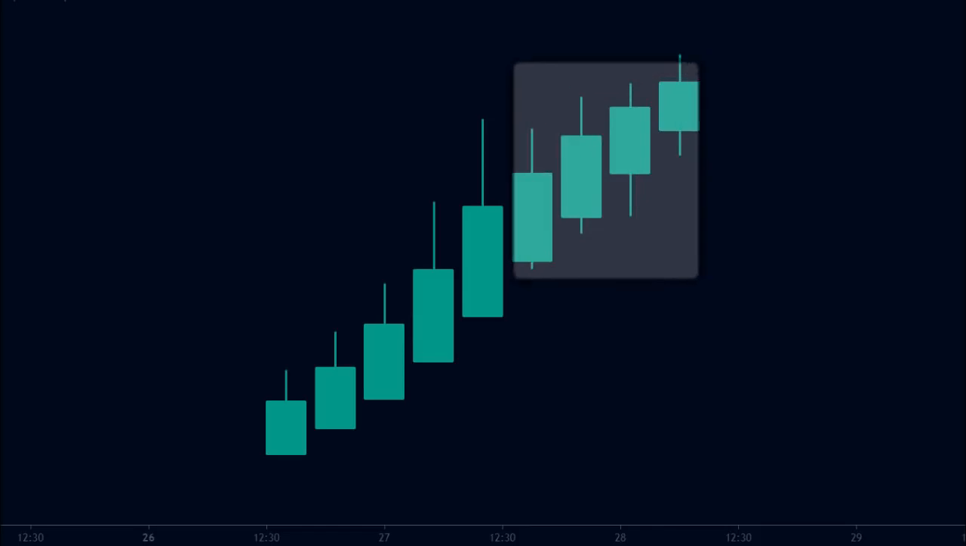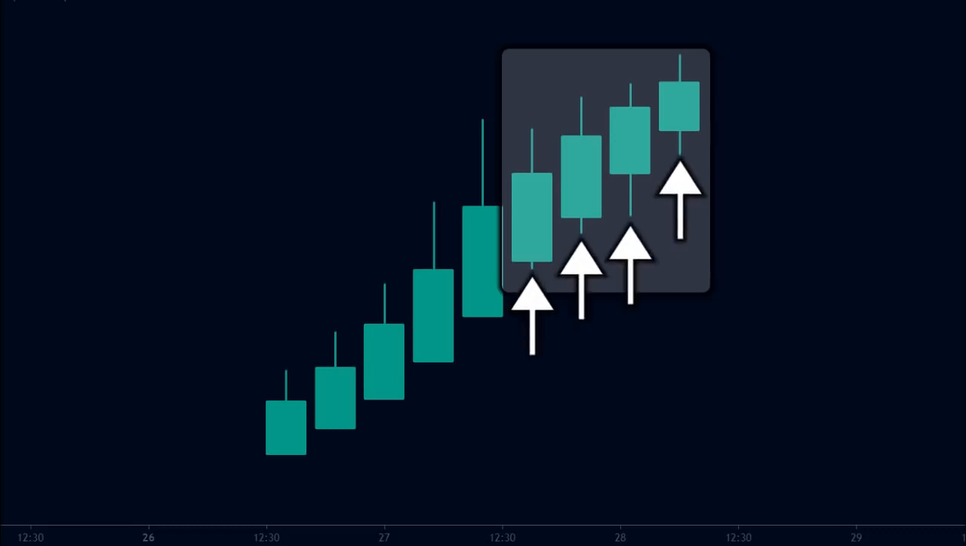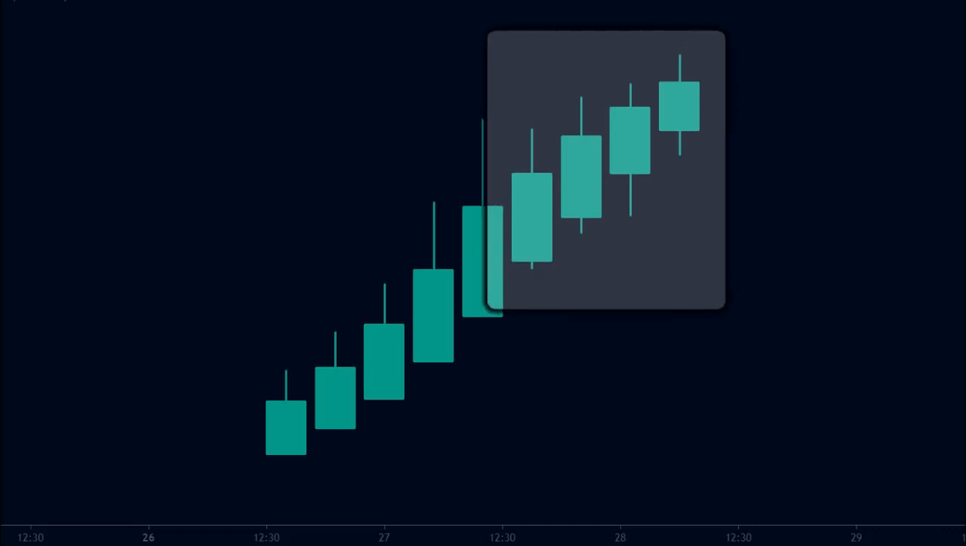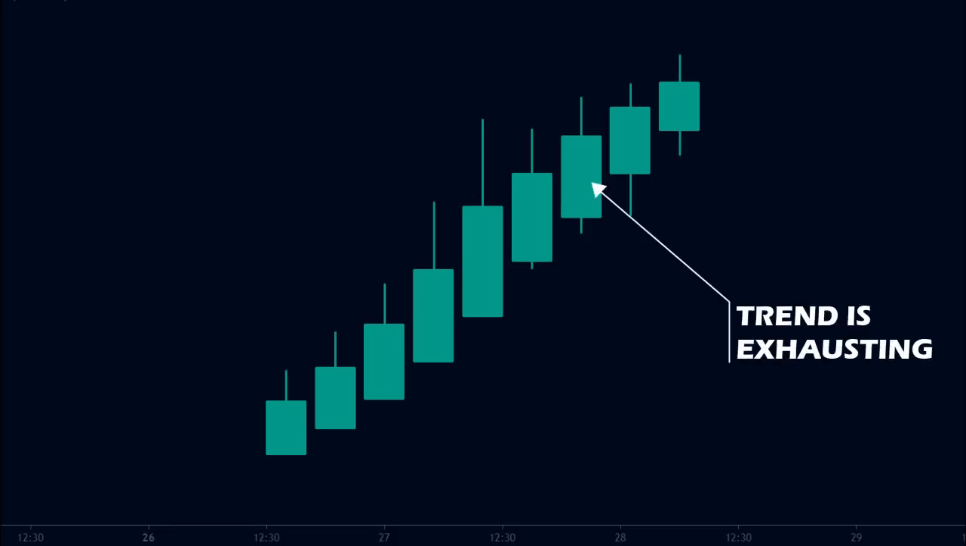Then, as the uptrend starts to become weak, we see that the body of each candle starts to decrease. This means that the body of the candle becomes smaller than the previous candle. We also see that the candles start to have lower wicks. These lower wicks suggest that the sellers have started to push the prices down. But still, the candles remain green, which shows that the buyers are still dominating the battle. Therefore, we can say that the trend is starting to exhaust.